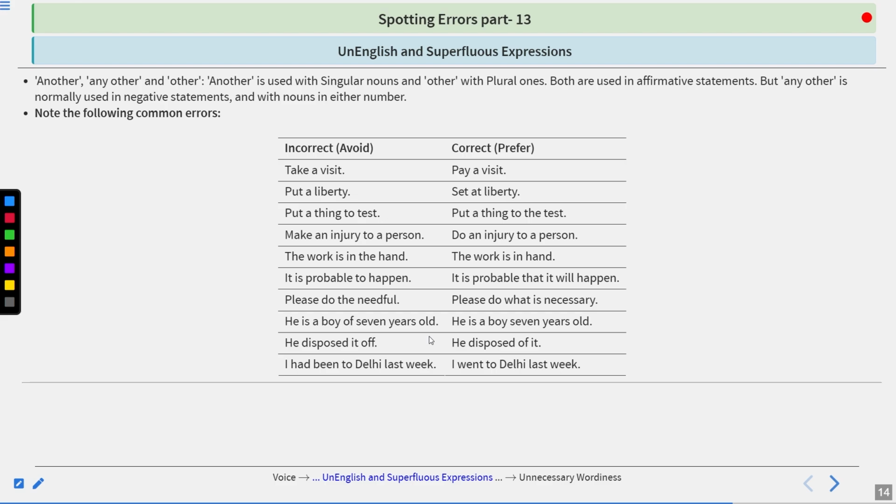It's probable to happen. Say it's probable that it will happen. Please do the needful. Say please do what is necessary. He is a boy of 7 years old. Say he is a boy 7 years old. He disposed it of. Say he disposed of it. I had been to Delhi last week. Say I went to Delhi last week. I hope you have understood the correct expressions.